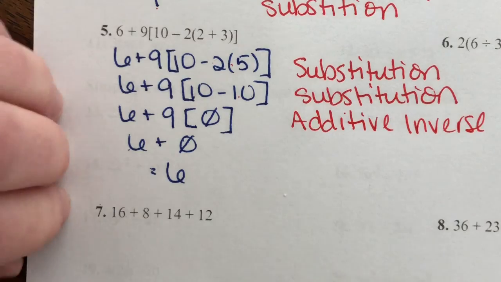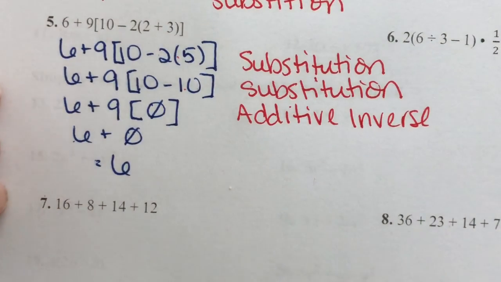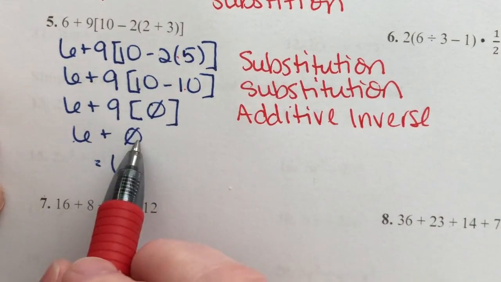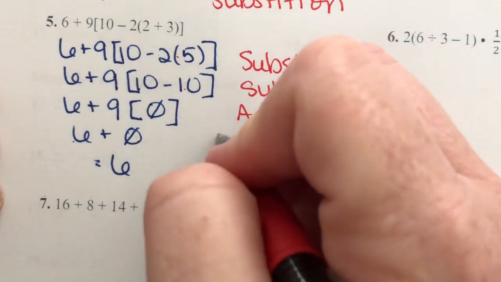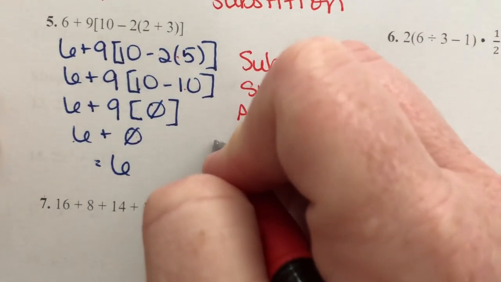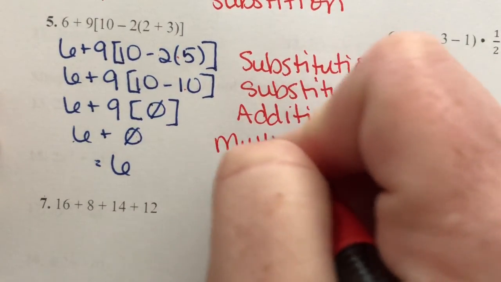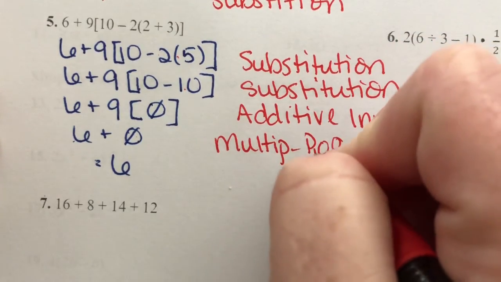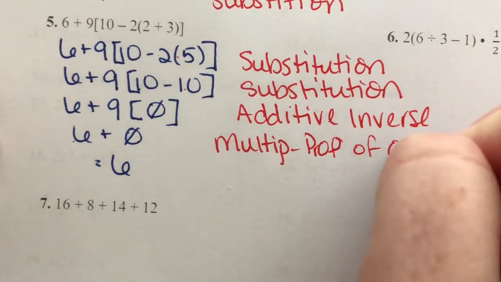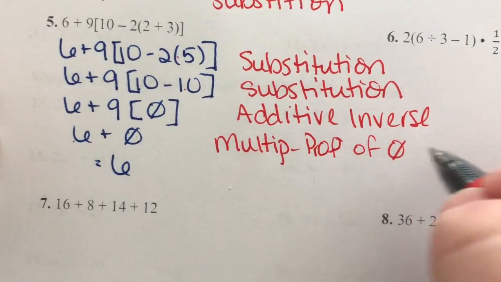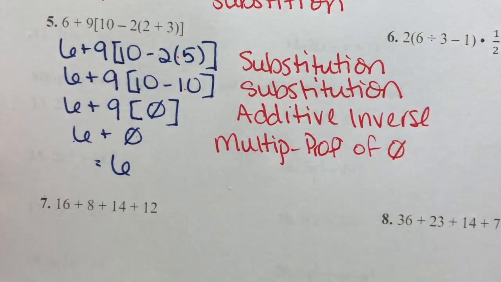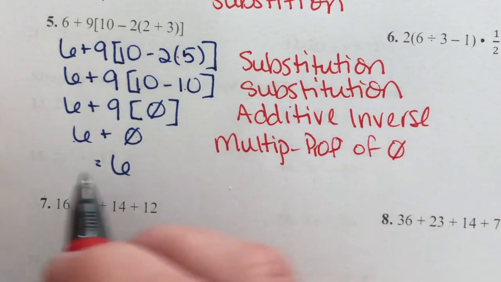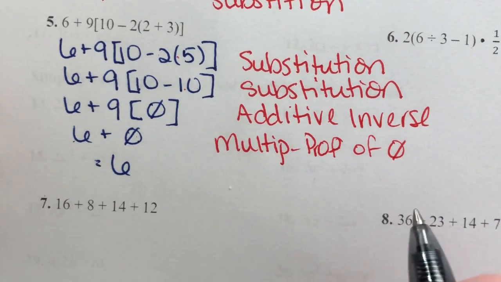And you can go back and review that if you need to. Let me scoot this over. Okay, next, going from here to here, 9 times 0 is 0. That's the multiplication property of 0. That was bad writing there. And then lastly, 6 plus 0 equals 6.